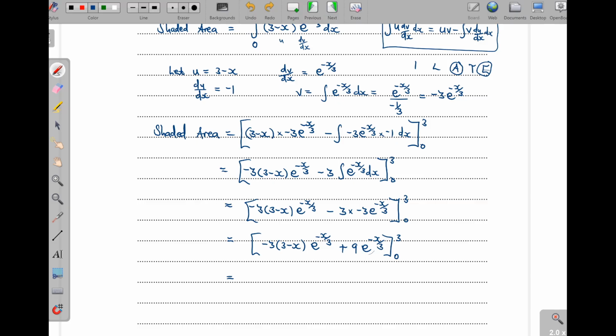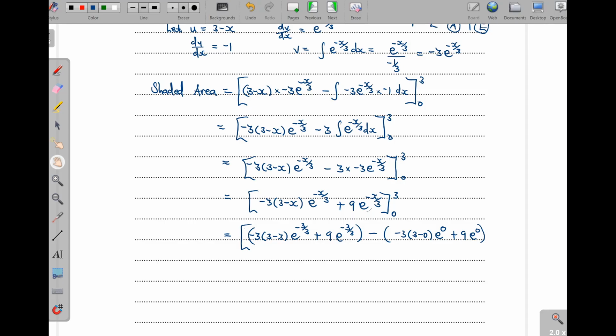Let us just substitute. Now put the limits. When I put 3 here, this is negative 3, then we have 3 minus 3, then e to the power of negative 3 over 3, then plus 9, e to the power of negative 3 over 3. Then we subtract, put 0, so you have negative 3, then there is 3 minus 0, then e to the power of 0, then plus 9, e to the power of 0.